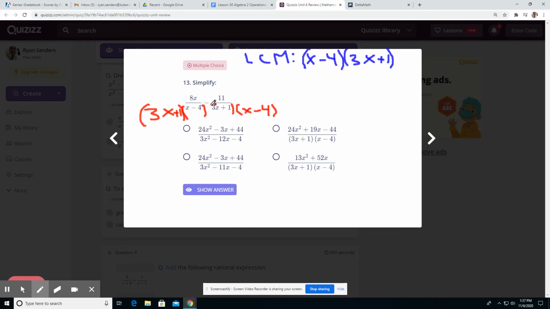All right, remember you have to keep things balanced, so that means this has to have an x minus 4 on top. This one has to have a 3x plus 1 on top to keep things balanced. I'm just kind of doing it at a different stage here, so hopefully you have more of a connection with that. All right, so I'm going to distribute this right here. Distribute it right here. And the 8x distributes to this one and this one.